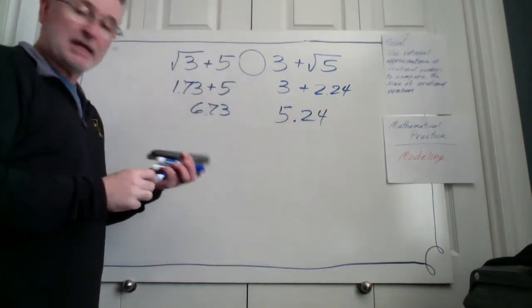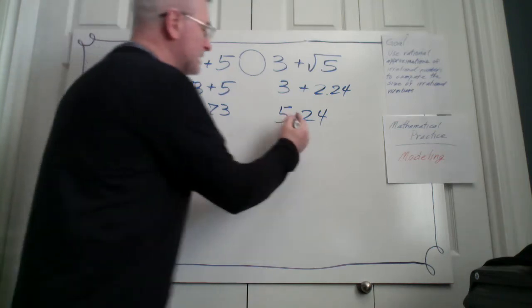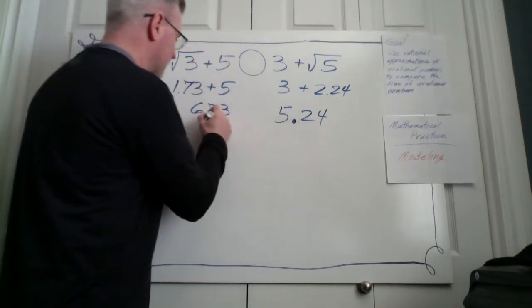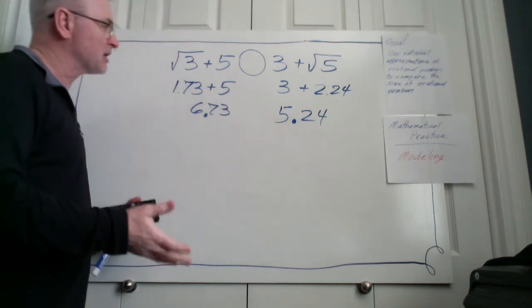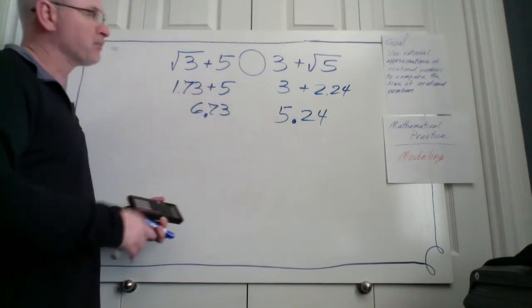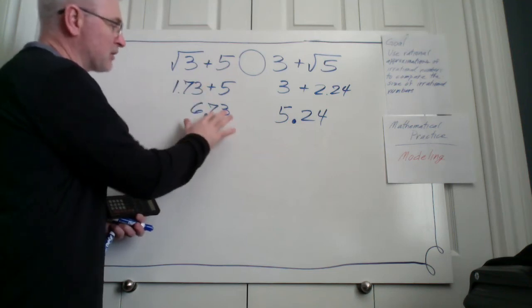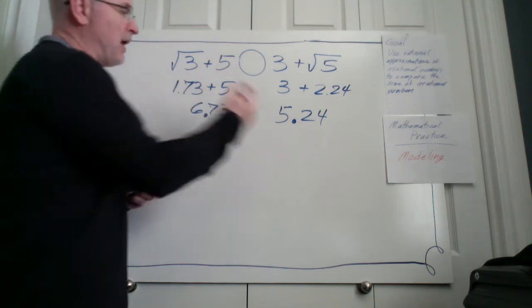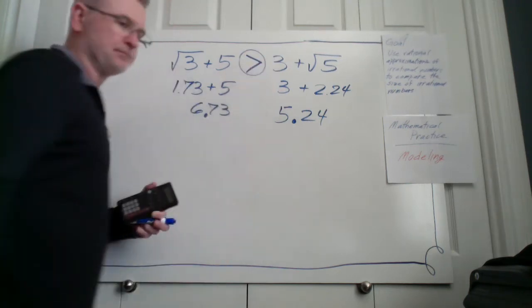So this lesson goes very quickly. It's very simple. It's very easy. All we're doing is asking, do we know about how big these numbers are? If so, write them down, add them up. What are we going to get, right? So you can see this 6.73 is greater than 5.24. So the answer is greater than.